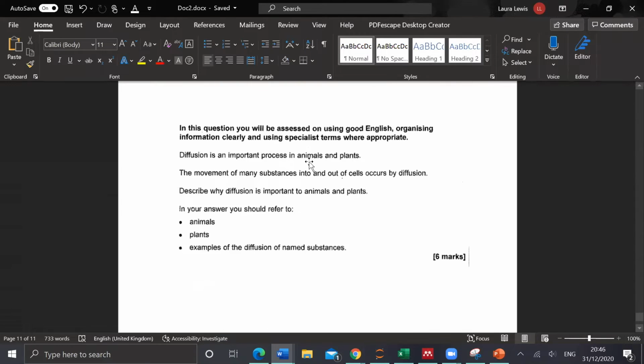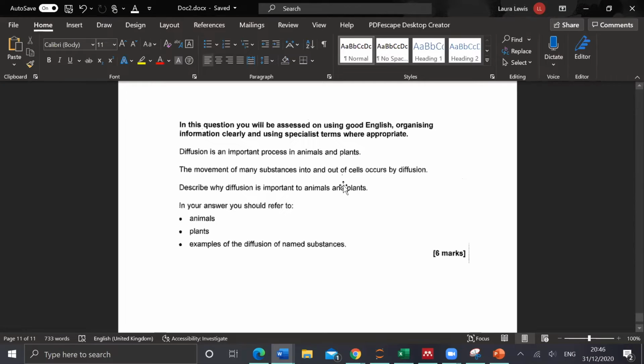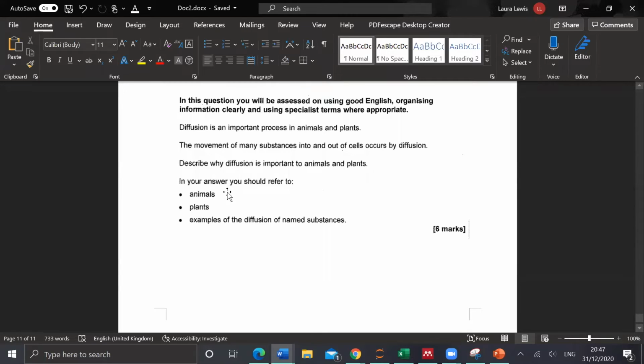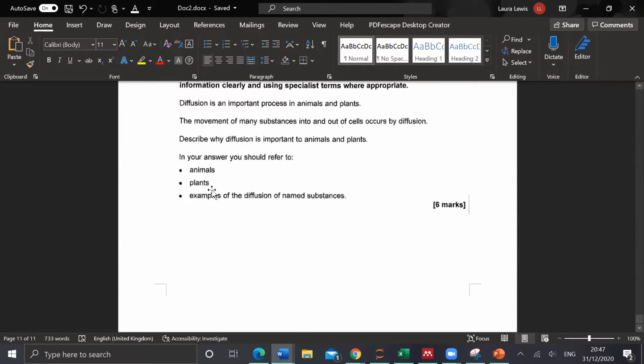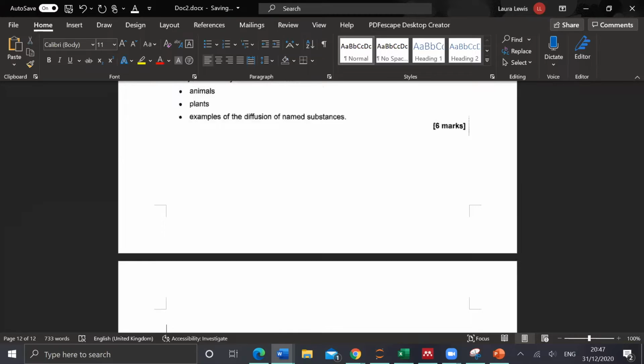Okay, so let's have one more question. We'll talk about the importance of diffusion. I included another one. In this question, you'll be assessed on using good English, organising information clearly, and using specialist terms where appropriate. Diffusion is an important process in animals and plants, both in our bodies and in plants. The movement of many substances into and out of cells occurs by diffusion. It's a very common process. Describe why diffusion is important to animals and plants. In your answer, you should refer to animals, plants, and examples of diffusion of named substances. Let's put underneath it: animals and plants and named substances.